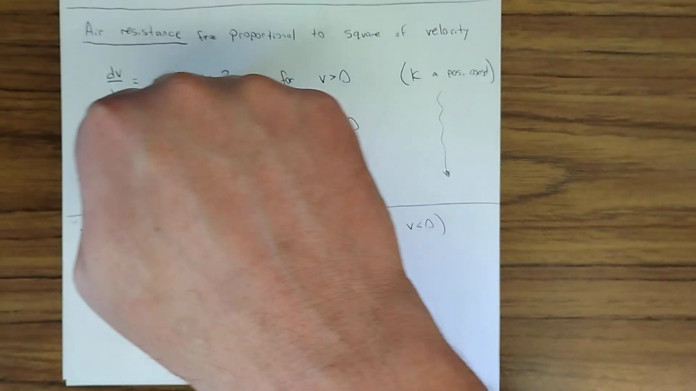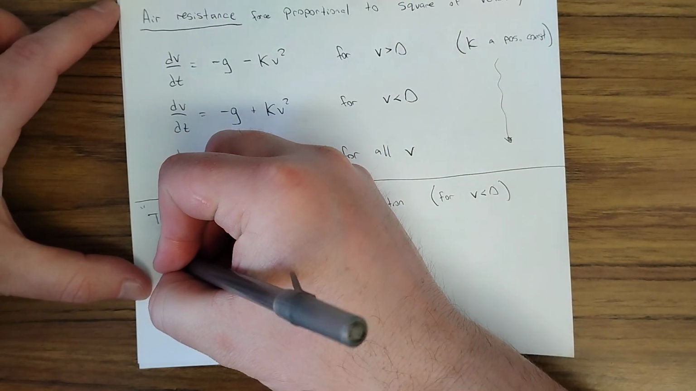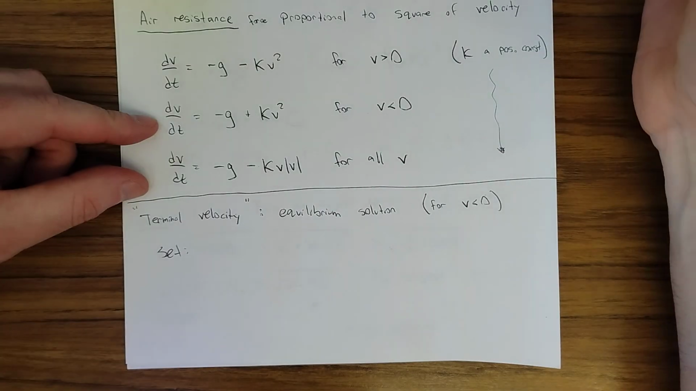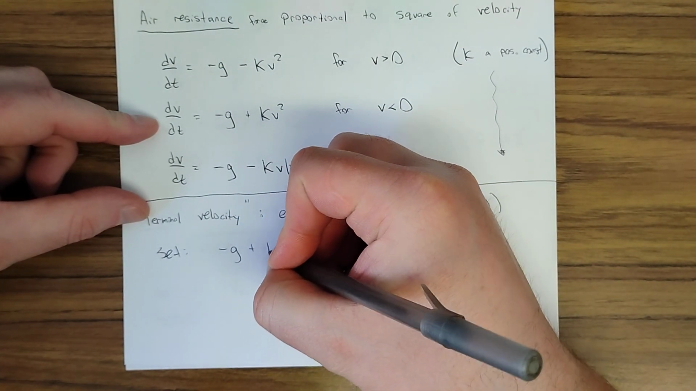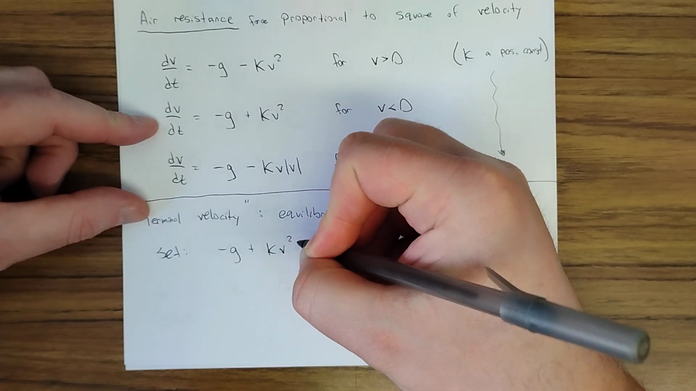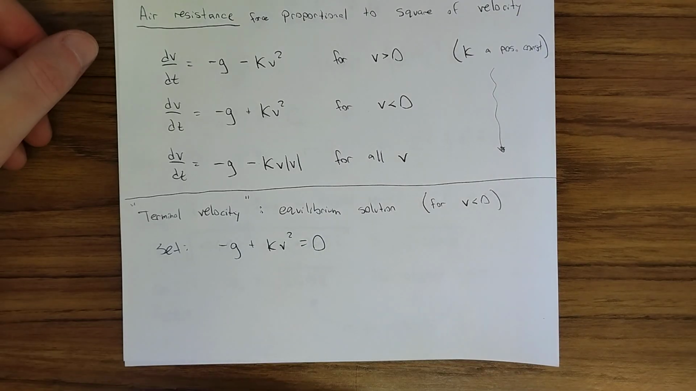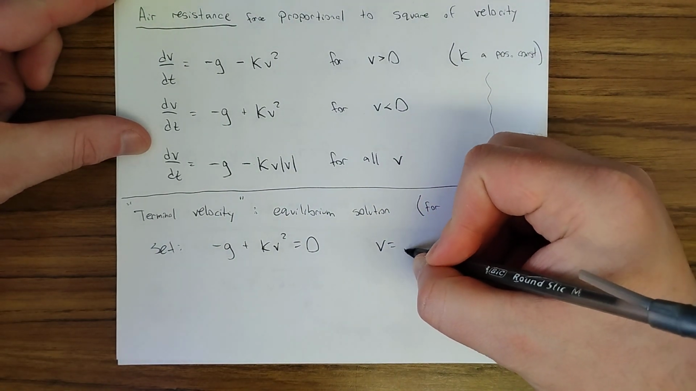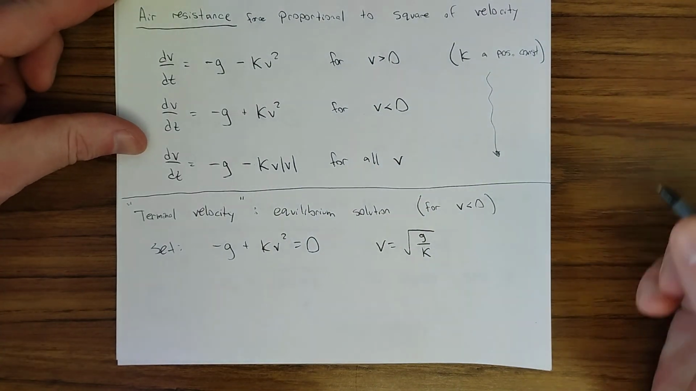So I'm going to find an equilibrium solution for the negative case. And how do we do that? We set whatever this is equal to 0 and solve for v. So it's going to be really easy. This is an excuse for me to talk about things. We set this equal to 0 and solve for v. Let's see if I can actually do this right. G over K. Great.